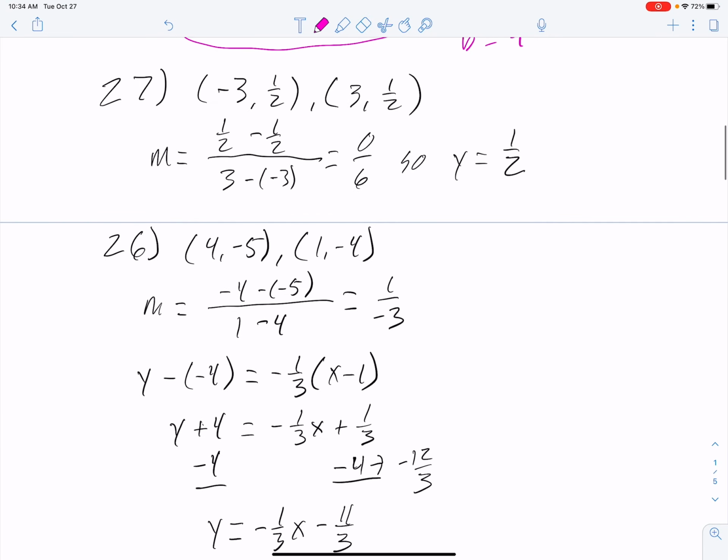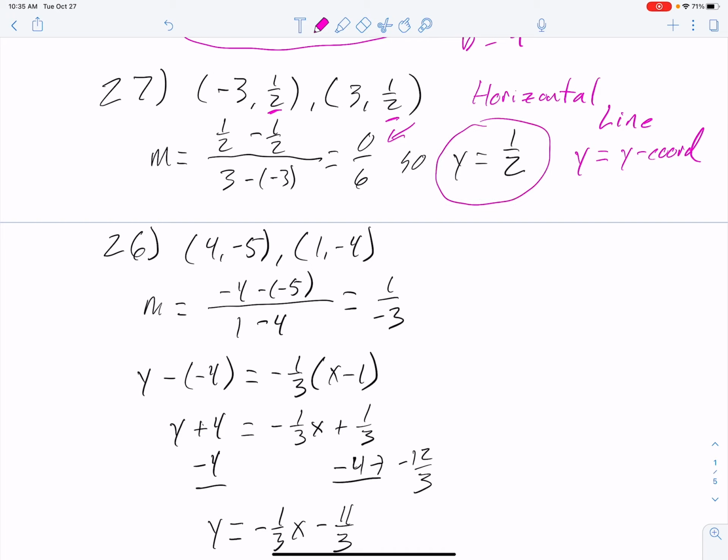27. In 27, some people might notice right away from the y-coordinates that this is a horizontal line because the y-coordinates agree. And we know the equation of any horizontal line is always y equals the y-coordinate. Unlike vertical lines, if we think of these as kind of opposite values, now my 0 is in the numerator, and that should tell me it's a horizontal line. So my equation is y equals 1/2.